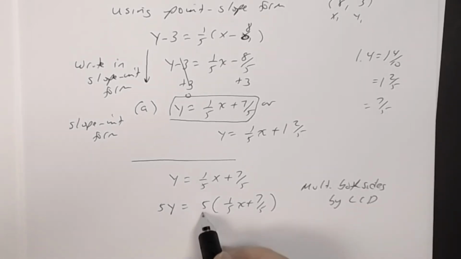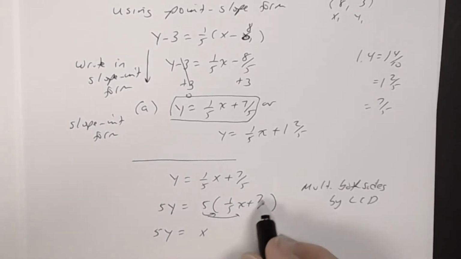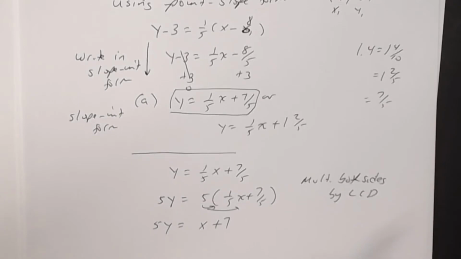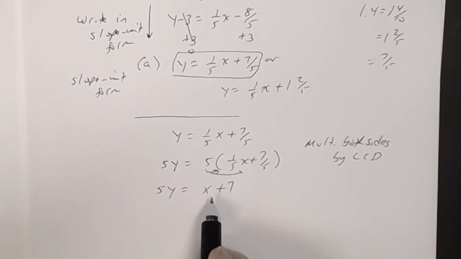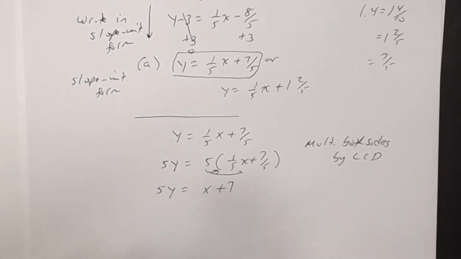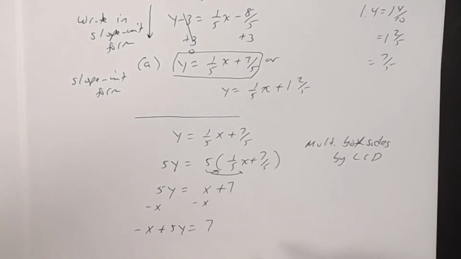And so if I distribute, I get this. 5y equals 5 times 1/5 x is x. 5 times 7/5, the 5's divide out, you're left with 7, right? And now, listen carefully, since the constant's on this side, I'm going to bring the variable to the other side. Now be careful, okay? Listen carefully. So I'm going to subtract x from both sides. So I get negative x plus 5y equals 7, okay?